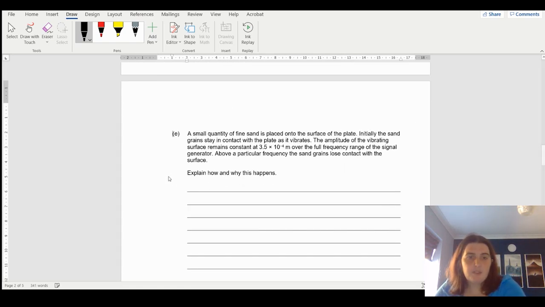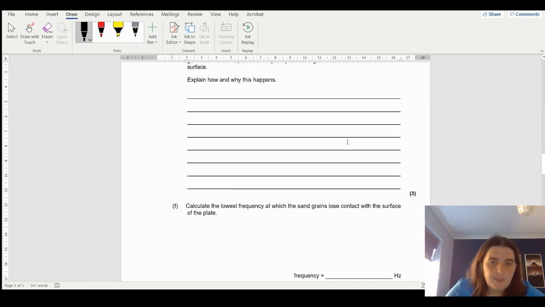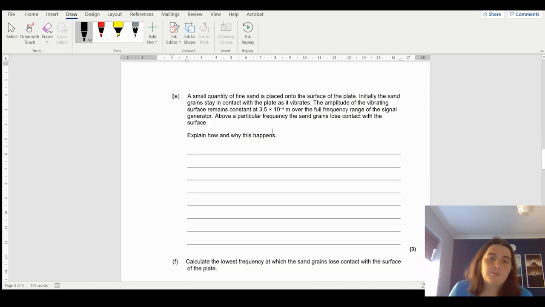So that was just using your graph. This one here is quite interesting. A small quantity of sand is then placed on the surface of the plate. The plate's the thing that's being forced to oscillate. Initially, the sand grains will stay in contact with the plate as it vibrates. So as the plate vibrates, the sand will stay in contact with it. The amplitude of vibration remains constant at about 3.5 times 10 to the minus 5. So it's staying at the same amplitude, so it's still moving.